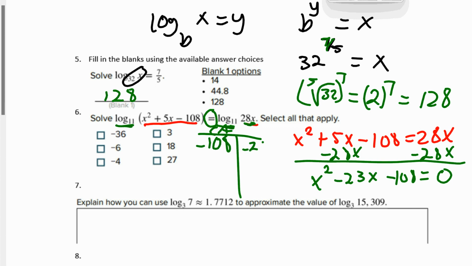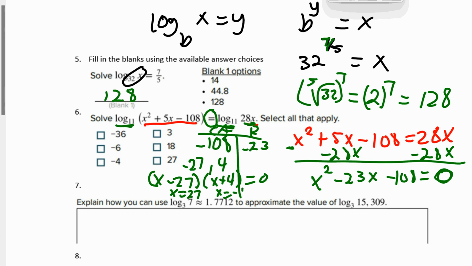And negative 23. So what times what is negative 108 but adds to negative 23? Well, I already kind of know the answer. That's negative 27 and positive 4, because that will add to negative 23. And I divide those by my a, but my a is 1. Then I take the opposite, right? Because x minus 27 is a factor and x plus 4 is a factor when they equal 0. So x equals 27 and x equals negative 4. But negative 4 is not going to work because I can't take the log of 0 or any negatives, right? So this is my correct answer there.